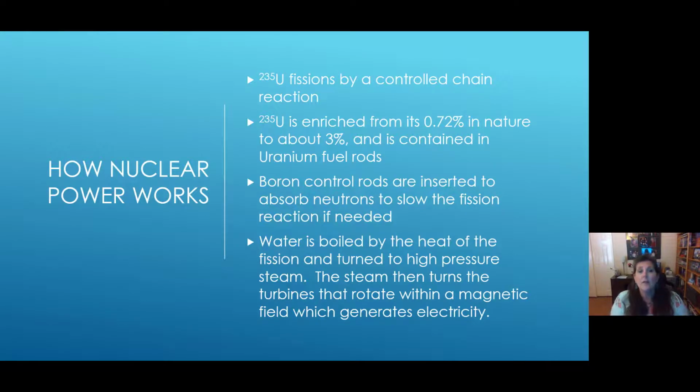Now, first of all, the 235 uranium is enriched from the 0.72% where it's found in nature to about 3%, and we put it in uranium fuel rods. The fuel rods are about the size of a pencil.